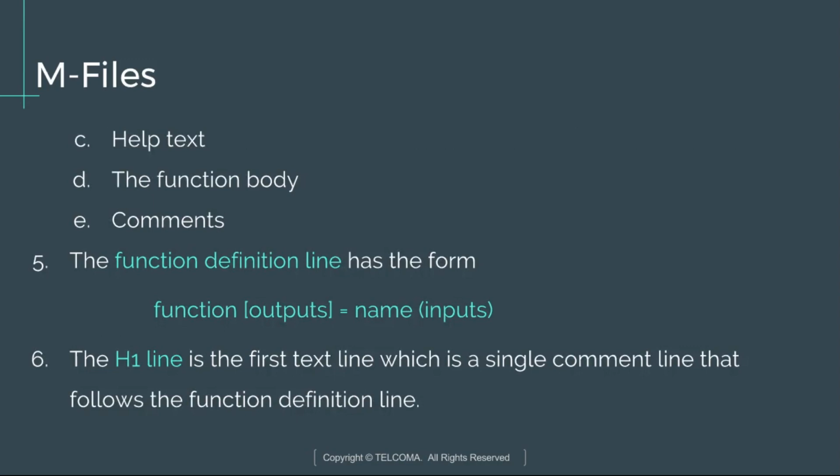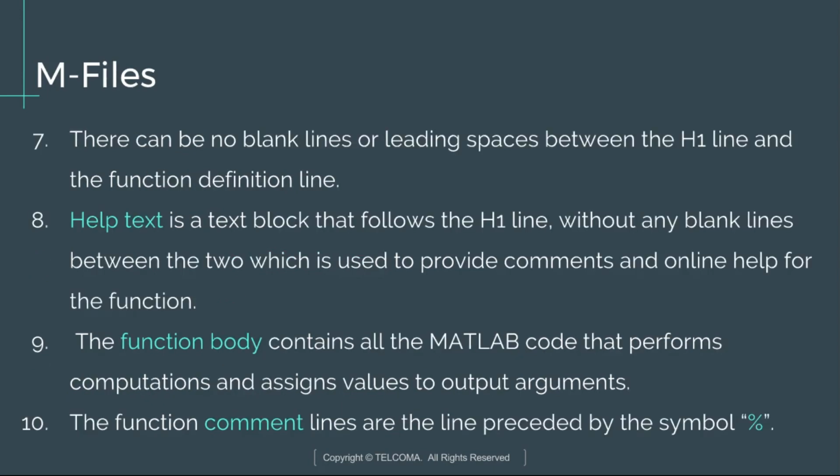The function definition line has the form shown here. The H1 line is the first text line. It is a single comment line that follows the function definition line. There can be no blank lines or leading spaces between the H1 line and the function definition line. Help text is a text block that follows the H1 line without any blank lines in between the two.